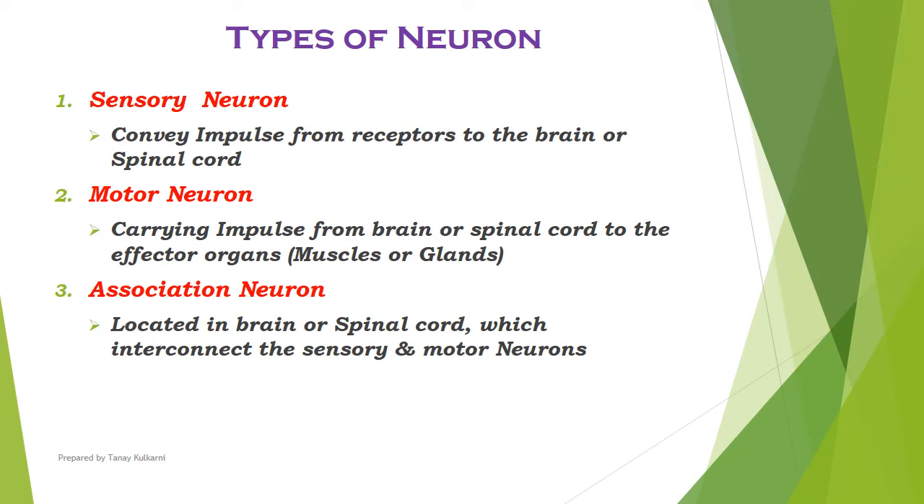Types of neuron based on their function. This you have done in your 8th standard. Sensory neuron, motor neuron, association neuron, and their definitions. Sensory neuron conveys the impulse from receptor to the brain or spinal cord. Motor neuron carries the impulse from brain or spinal cord to the effector organs. Association neurons are located in the brain or spinal cord, and they interconnect the sensory and motor neuron. Now this is all about the neurons.